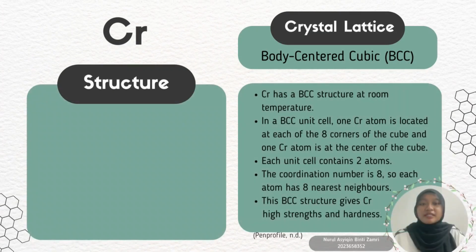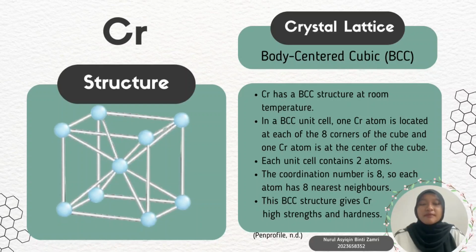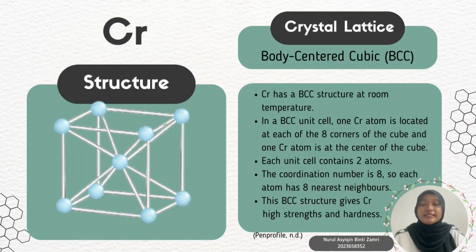First, I will explain the crystal structure of chromium. Chromium has a body-centered cubic, or BCC, crystal lattice structure at room temperature. As shown in the diagram, the BCC structure consists of a chromium atom positioned at each of the 8 corners of the cube, with one additional chromium atom located at the center of the cube. In this arrangement, each unit cell contains a total of 2 atoms.